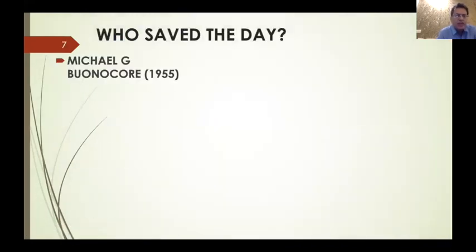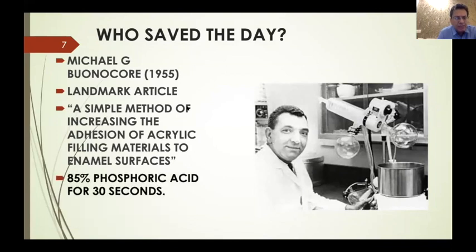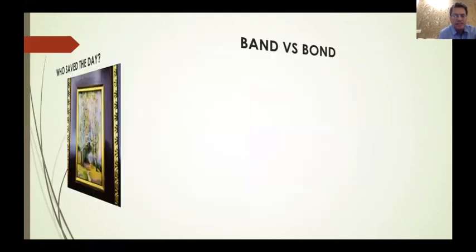So how did this bonding come about? It was Dr. Buonocore in 1955 who gave us a landmark article on a simple method of increasing the adhesion of acrylic filling materials to enamel surfaces. He used 85% phosphoric acid for 30 seconds. Now, try to understand that this didn't come from nowhere. They were working in the paint industry, where they learned that if you wanted to attach anything onto a metal surface, you have to prepare it with an acid. While preparing it with an acid, you could easily etch things on top of it. Therefore, this concept was brought into orthodontics, and this saved our day.